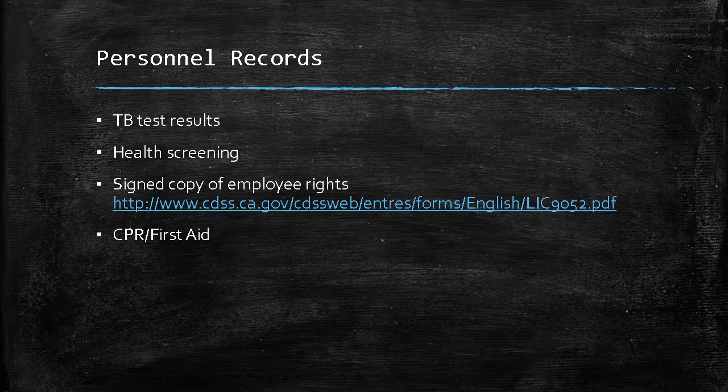TB tests, because a lot of times it will go a year and people will not remember, and they won't go and get an updated TB screening. And then health screenings as well. All employees need to have a health screening, and then CPR and first aid, same type of thing. They expire. We're not exactly sure what day, or we get the month off.